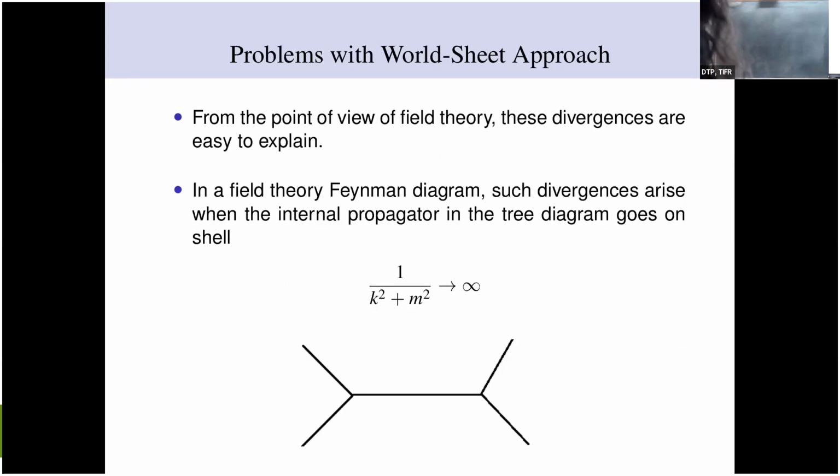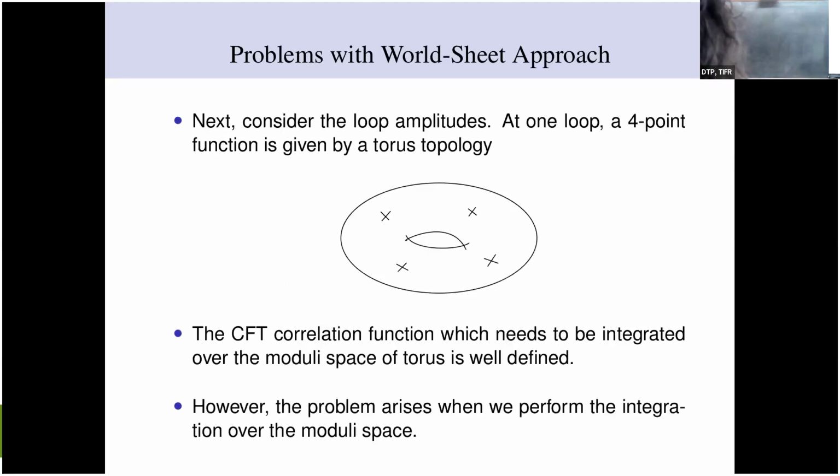And from the quantum field theory point of view, these divergences are easy to explain. For example, if in a quantum field theory you have a Feynman diagram like this, and suppose you have this propagator, which is given by 1 over k squared plus m squared, when it goes on shell, then this diverges. So we have this issue. Let's now move to the loop amplitude.